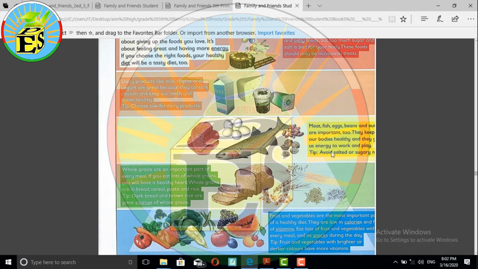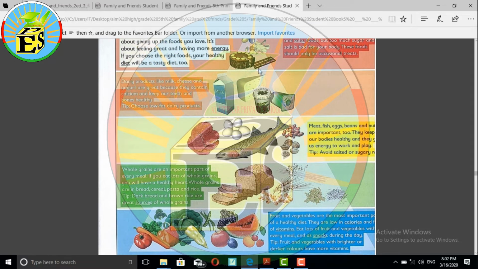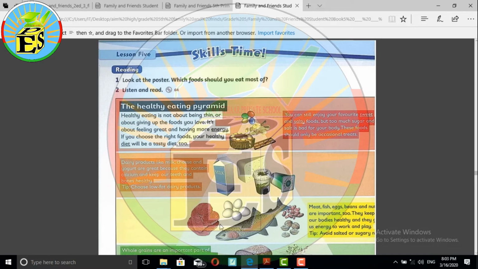Answer, be honest, but don't tell me. I know you eat a lot of food like chocolate and cakes, but this is very bad for your health. You have to eat what? You have to eat fruit and vegetables because it's very important for our health. Okay? Exercise number 2, listen and read. You will listen to me, then you read. After this, we will answer the questions.